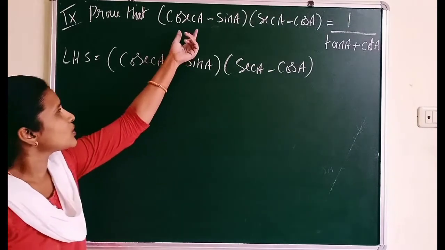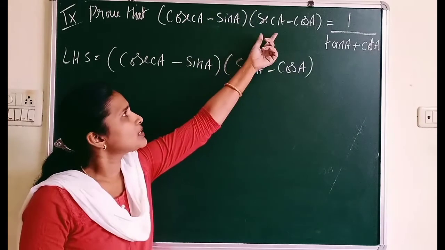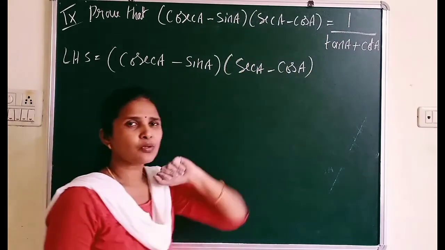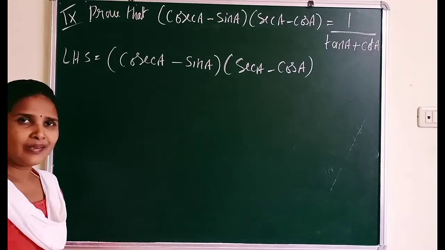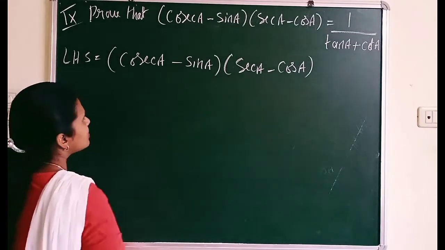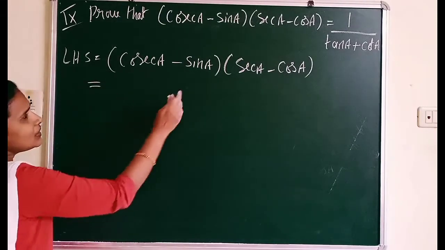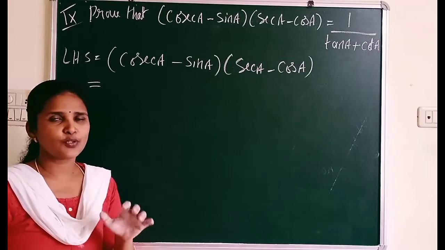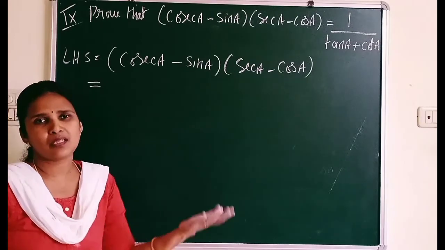Given LHS: (cosec A minus sine A) into (sec A minus cos A) equals 1 divided by (tan A plus cot A). So I am taking LHS. LHS is (cosec minus sine) into (sec minus cos). So let us see, one thing you remember: whenever you have sine and cos, don't try to convert them into their reciprocals.